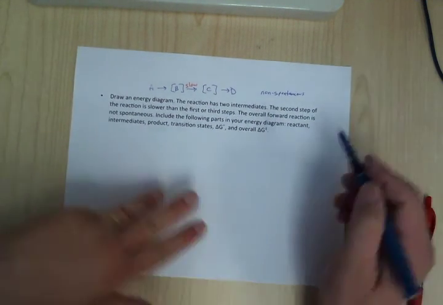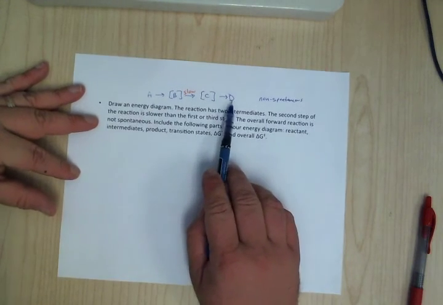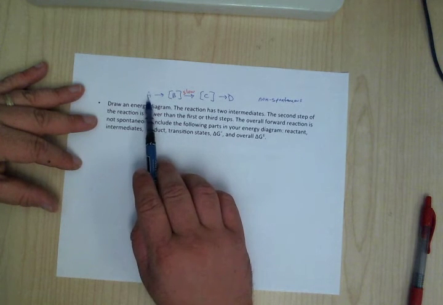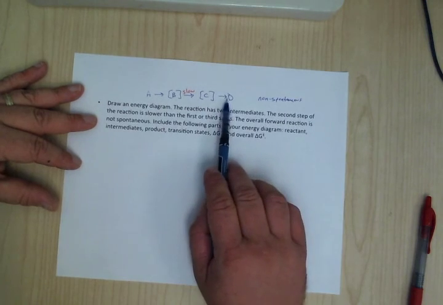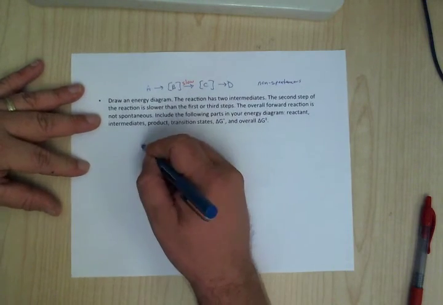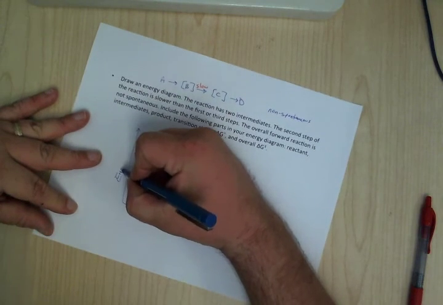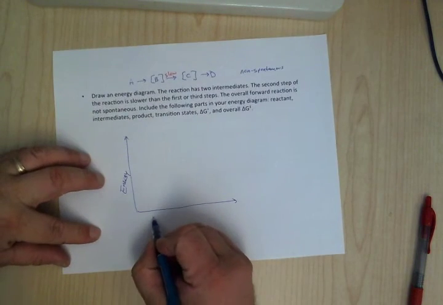Okay, now you have all the information, right? So what this is going to tell you is whether the energy of the products is going to be higher or lower than the reactants. Since it's non-spontaneous, that means it's higher. Okay, so here we go. We're going to plot energy versus reaction progress.